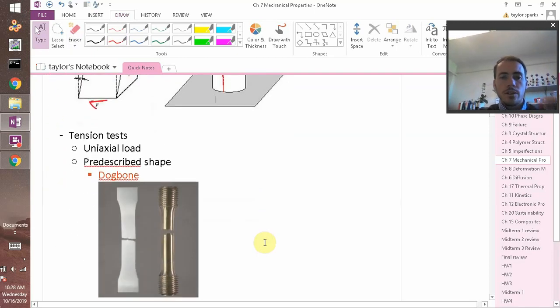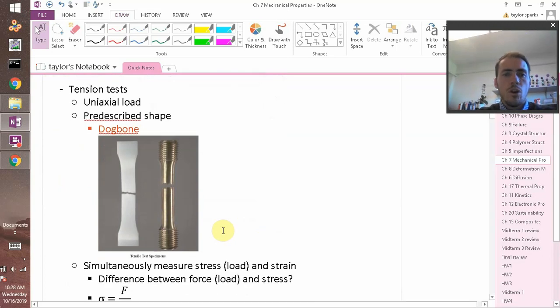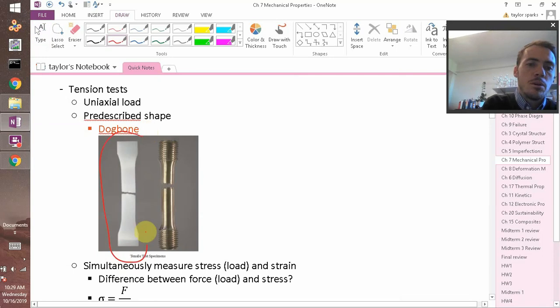Okay, there's lots of different types of tests for these different types of forces on a material. One of the most common is to do a uniaxial test, uniaxial strain. So we're going to pull on it just straight up and straight down. Now, when they do this, you almost always do it with a certain shape. We'll call this one right here a dog bone. This is also a dog bone test. Why do they do this with this specific shape?